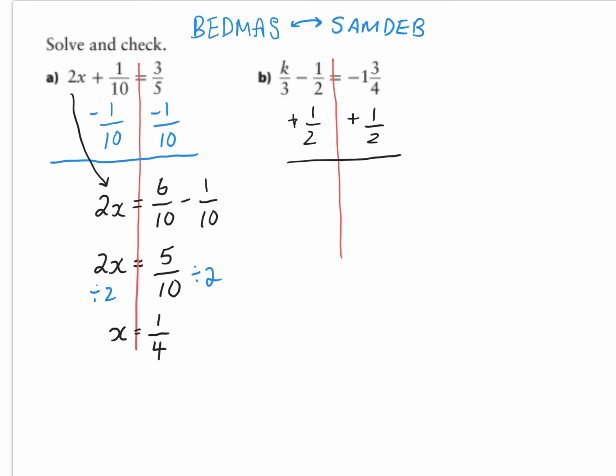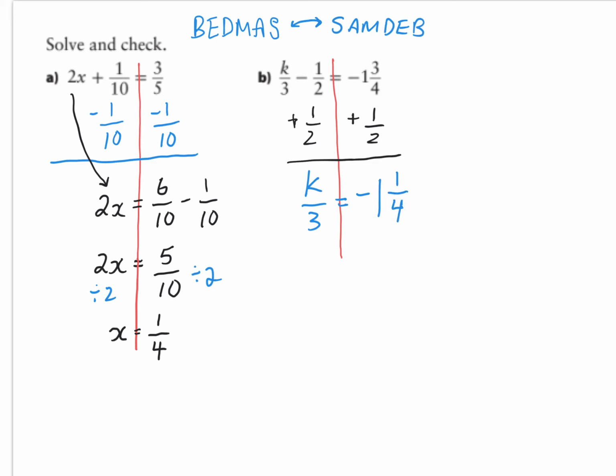The 1/2 is now gone from this side, so all we have is k over 3 equals, now we've got to use our fraction operations to figure out what we get when we go negative 1 3/4 plus 1/2. There's a long way to do that. It's from grade 8, dealing with negative fractions. I'm just going to give you the answer to that. You would punch that in your calculator or do it the long way. Negative 1 3/4 plus 1/2 is negative 1 1/4.